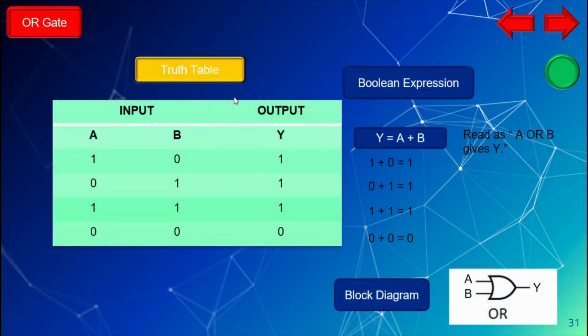This is the OR gate truth table. Did you get it right? The Boolean expression, Y equals A plus B, can be read as A or B gives Y. And here is the block diagram of the OR gate. Make sure to memorize the block diagrams.